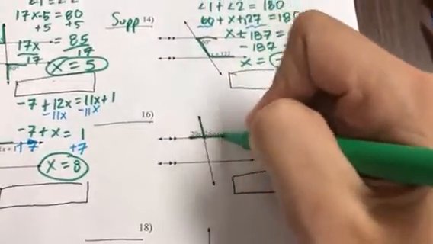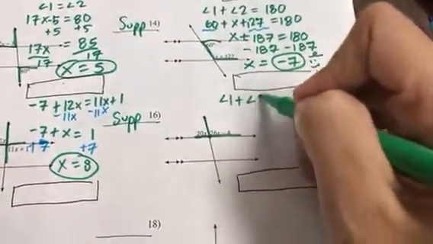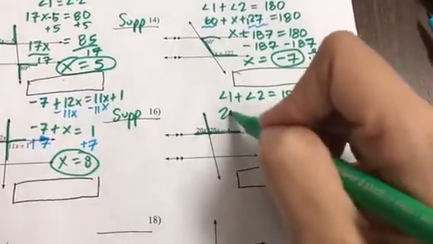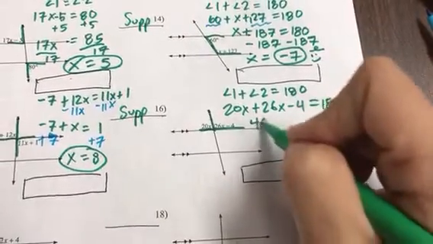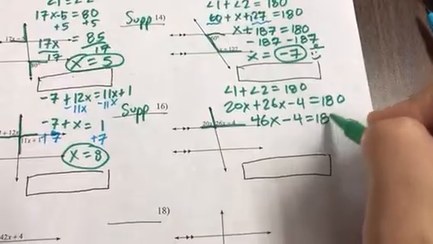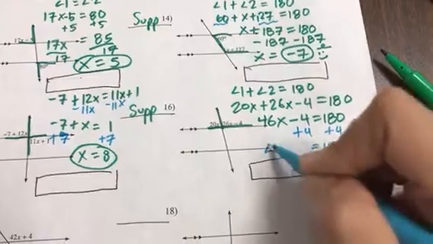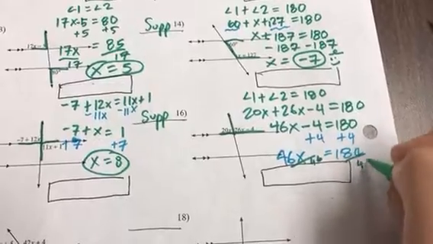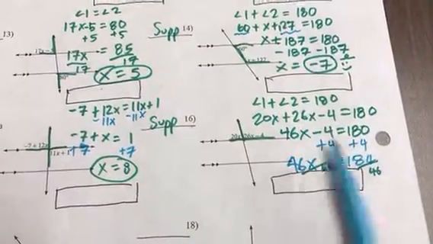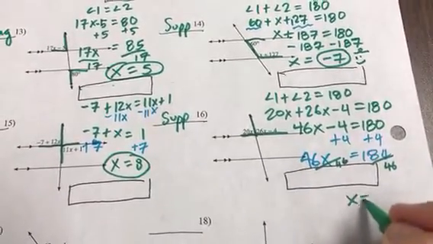Ooh, this looks like a linear pair. One's less than 90, one's bigger, so that's got to be supplementary. Angle 1 plus angle 2 is 180. So that's 46x. And then I've got to divide by 46 on both sides. Good.